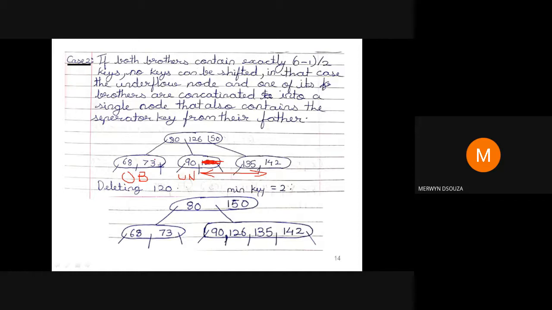What would the merged node contain? What values would the father node contain? What values would the merged node contain? Suppose I am merging the older brother with the underflow node.